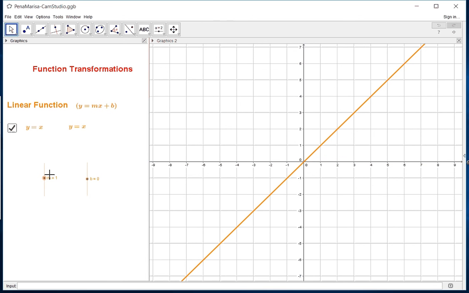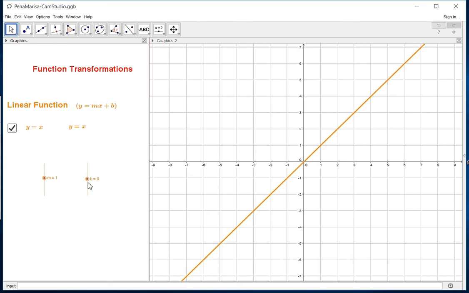Now, we've checked the effects of changing m in our equation. What about changing our b? Our b here is our y-intercept. In other words, where our line is crossing the y-axis. And if we look over here on our graph, we can see that our graph is crossing the y-axis at the 0. And that is because the value of b equals 0.